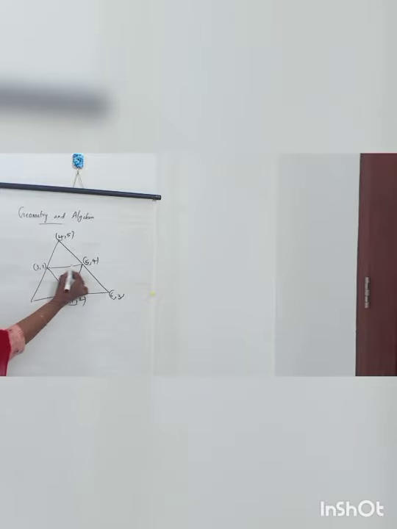Again consider this parallelogram. How can you find this vertex? 5 minus 1 is 4. So you have to subtract 3 minus 1. So this is 2. And 4 minus 2 is 2. So you have to subtract 2 here. So 3 minus 2 is 1. So we got all the vertices of this large triangle.